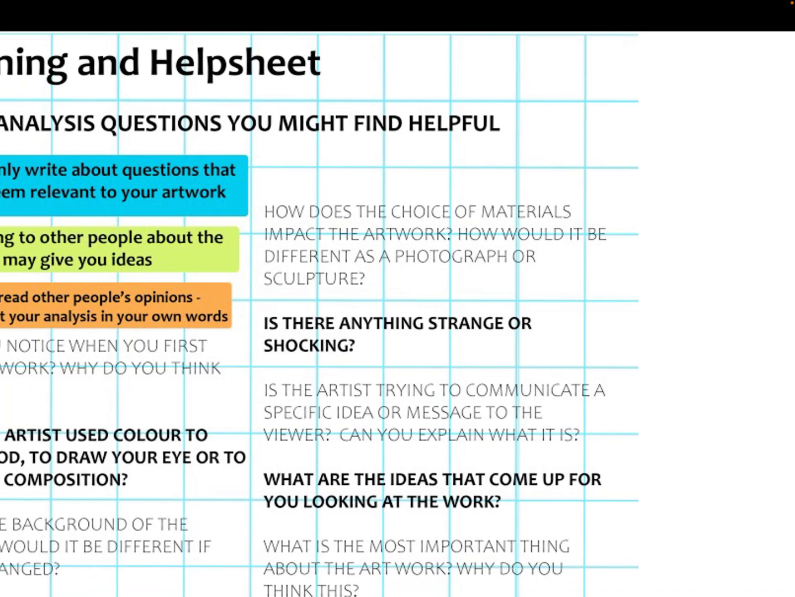How does the choice of materials impact the artwork? How would it be different as a photograph or a sculpture? So if a painting you're looking at would be done in a different way, how would they have gone about doing it? What impact would it be if the artist had created the work digitally?